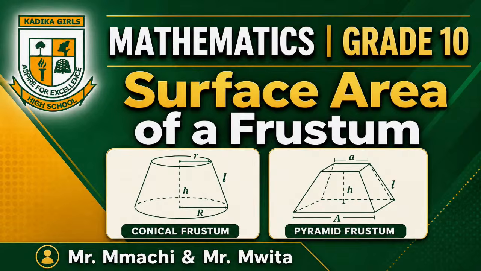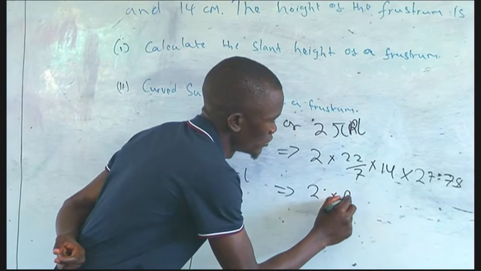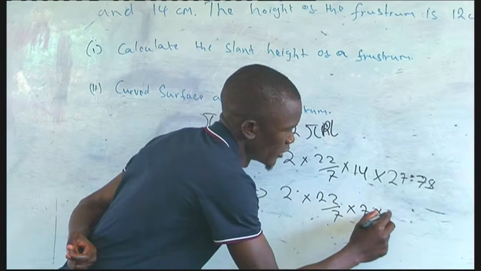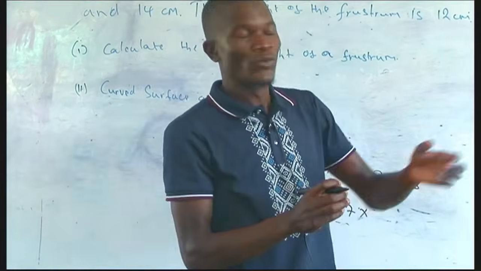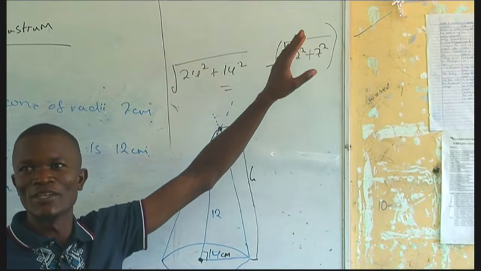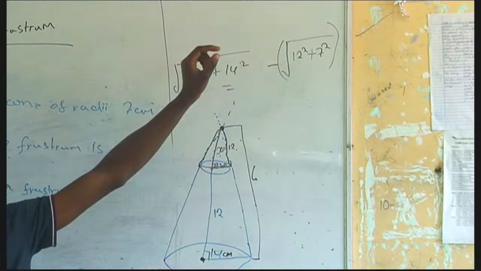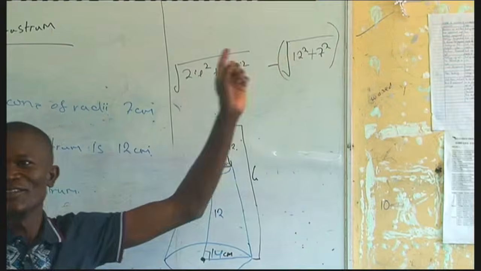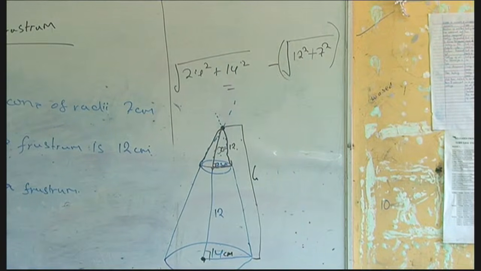Now, why are we using small r? The curved surface area of the smaller cone, the cone of the upper part, which is 22 over 7 times 7 times what is now the slant height? The slant height is 12 squared plus 7 squared, then you get the square root.